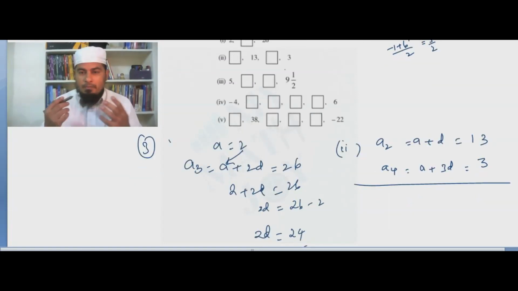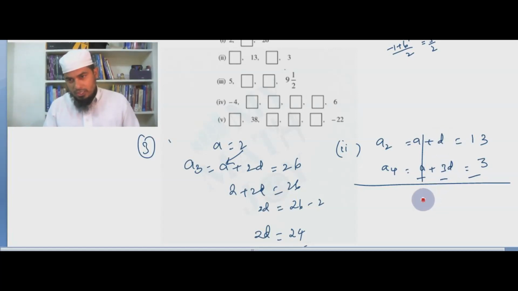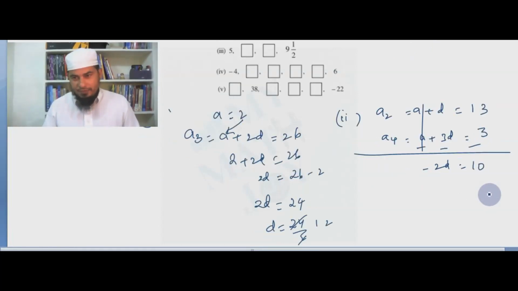Then it will become a linear equation in two variables. The elimination method serves the purpose to get the answer. So d minus 3d is minus 2d. 13 minus 3 is exactly 10. So I'll get a d value here. d is 10 over minus 2, which is exactly minus 5.